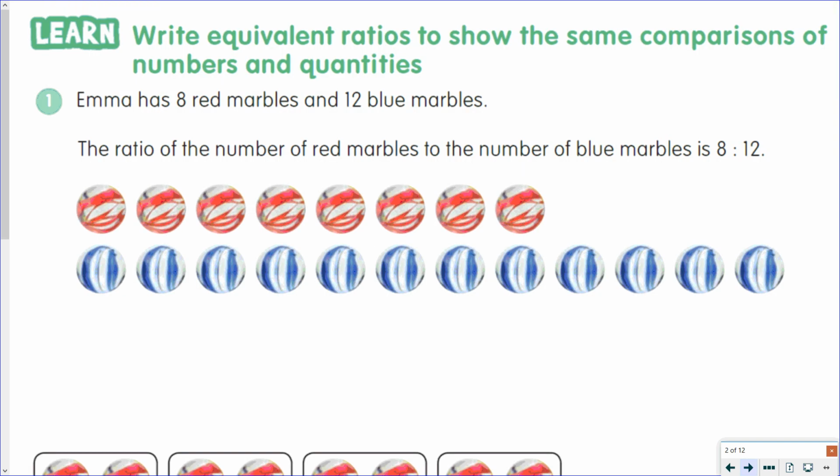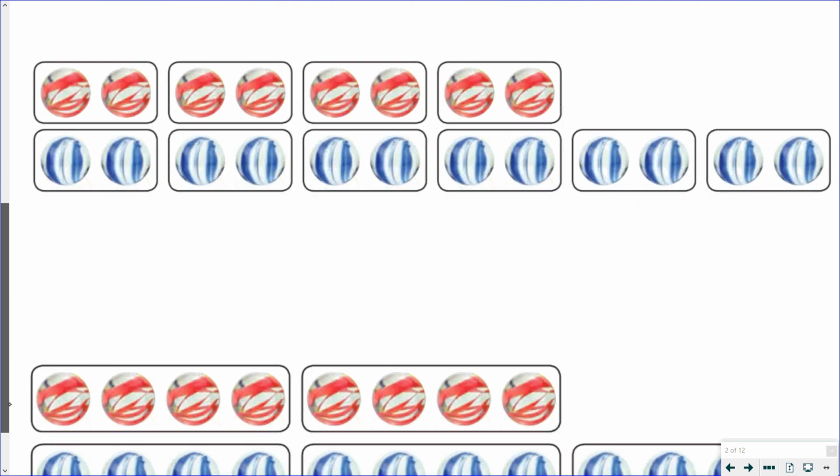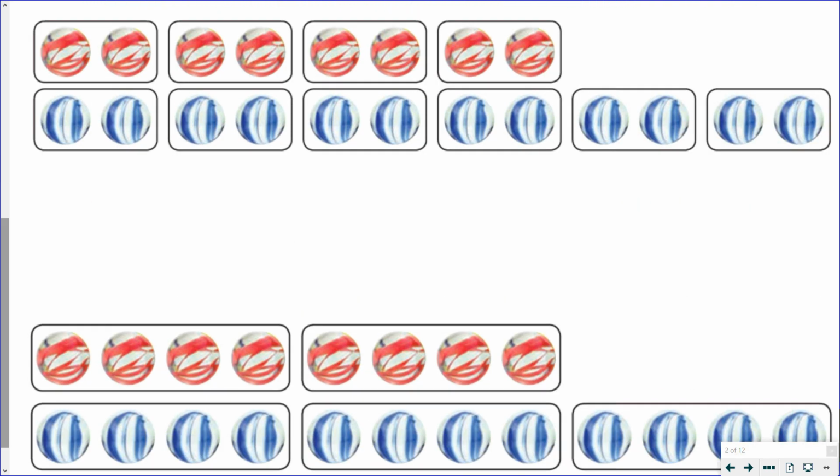So Emma has some marbles. One way that Emma could write the ratio for the marbles is she could count how many red marbles she has and how many blue marbles she has, and she could write the ratio of 8 to 12. But maybe Emma decides to look at them in pairs instead of as individuals. So if she looks at the number of pairs, she has 4 pairs of red marbles and 6 pairs of blue marbles, so she could also have a ratio of 4 to 6 because she's looking at pairs instead of individuals.